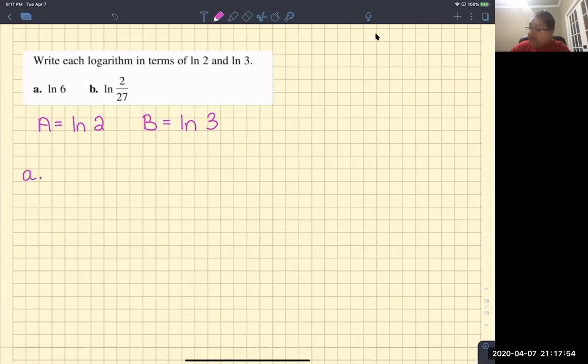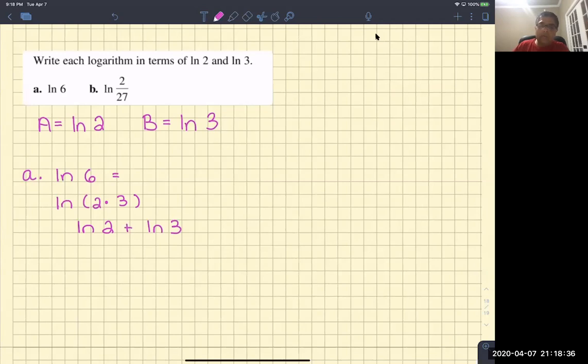Well, we first ask ourselves, how can I get 6 from 2 and 3? Well, 2 times 3 gives me 6. So the natural log of 6 can be written as the natural log of 2 times 3. Now, remember our product rule, okay? If I have a multiplication, I can separate it into an addition problem. So the natural log of 2 times 3 can be rewritten or expanded into the natural log of 2 plus the natural log of 3.